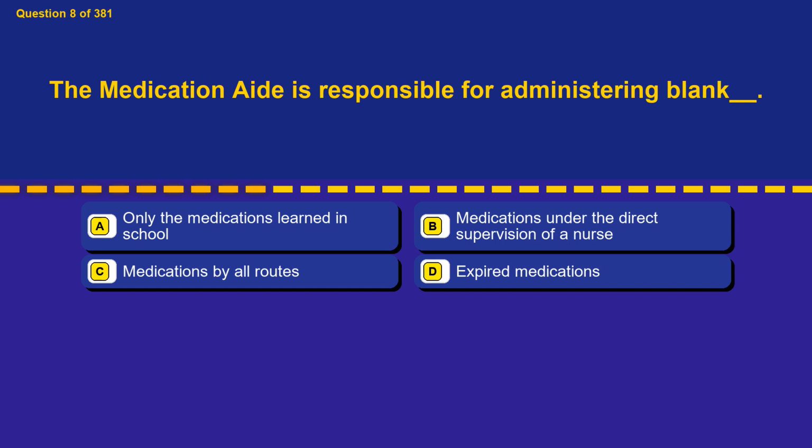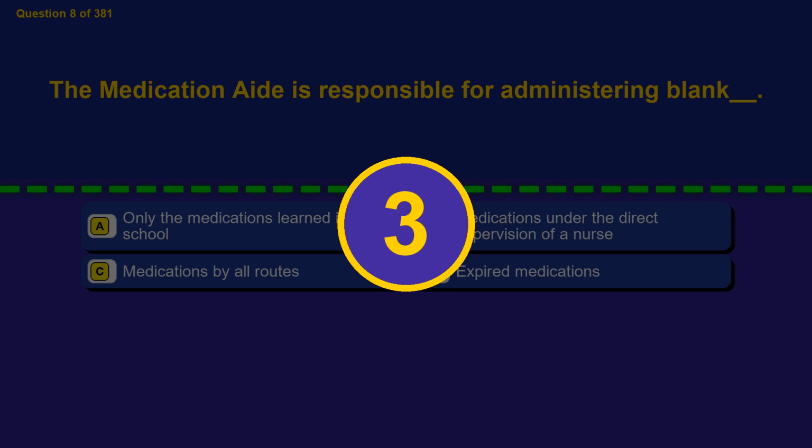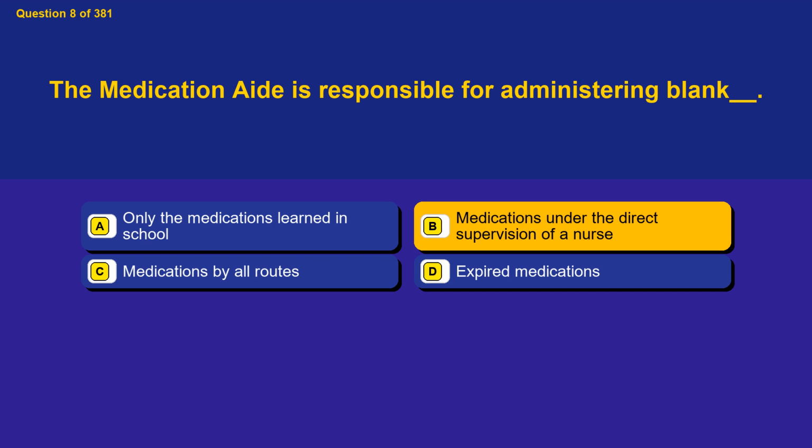Question 8. The medication aide is responsible for administering blank blank. Option A. Only the medications learned in school. Option B. The medications under the direct supervision of a nurse. Option C. Medications by all routes. Option D. Expired medications. The correct answer is option B. Medications under the direct supervision of a nurse.